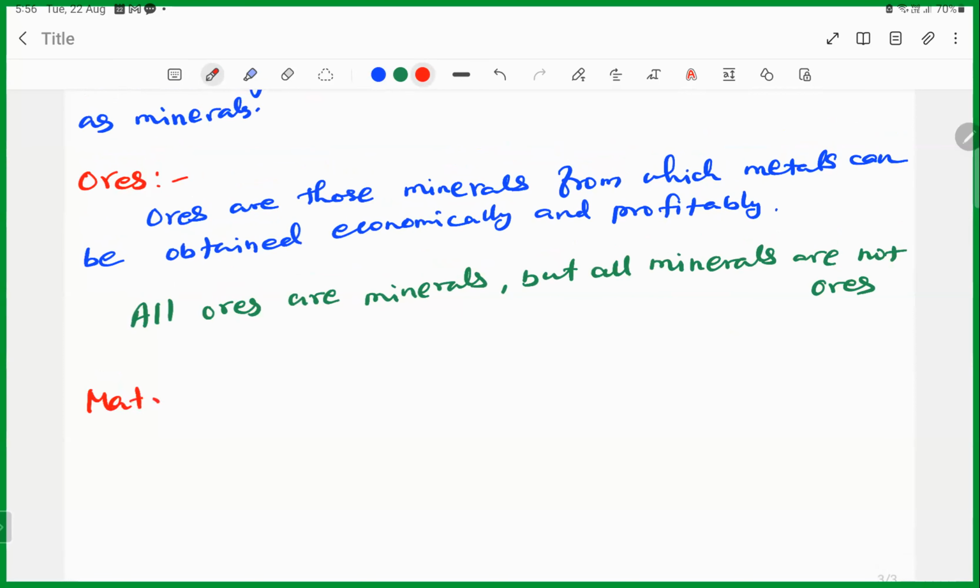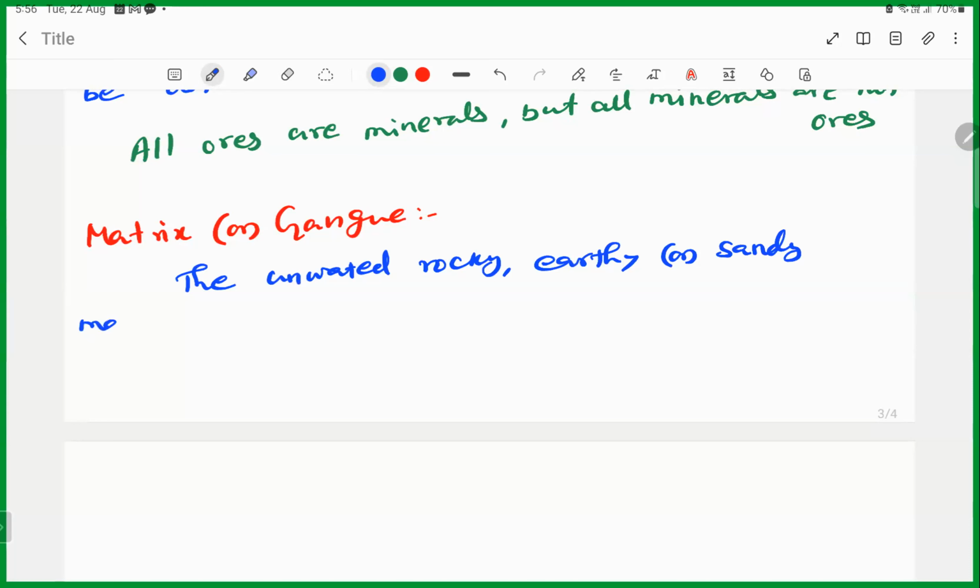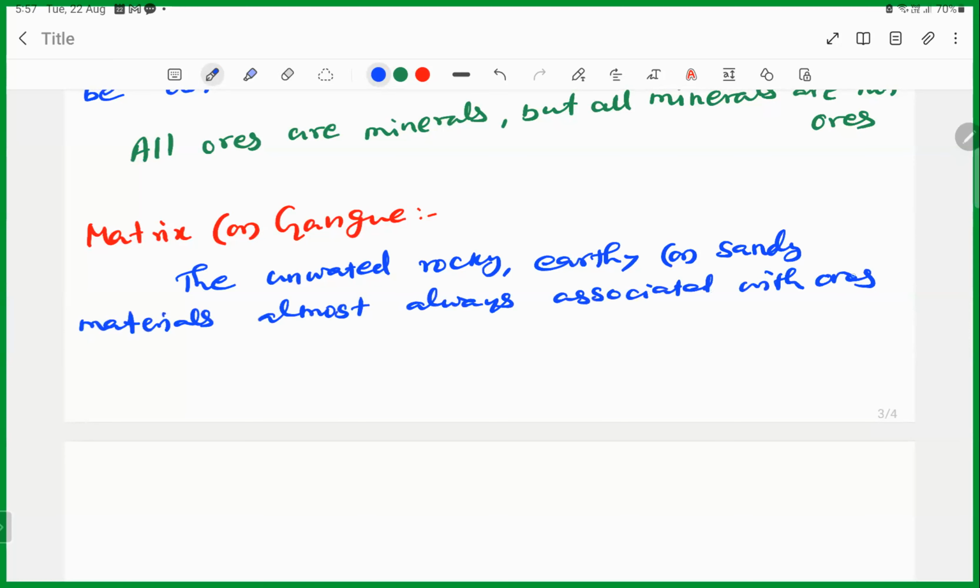Matrix or gangue. Unwanted, rocky, earthy, or sandy materials almost always associated with ores as impurity are called gangue or matrix.